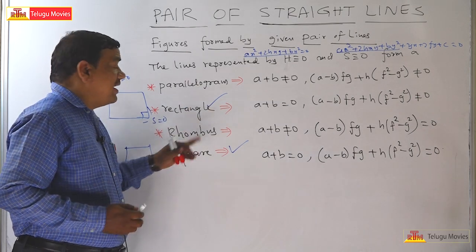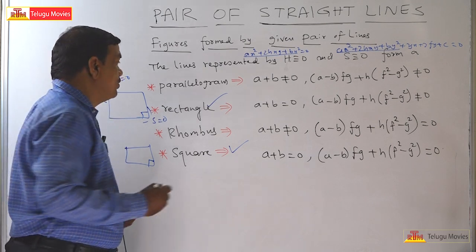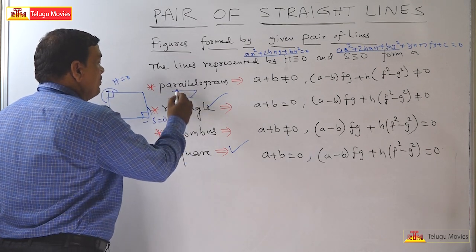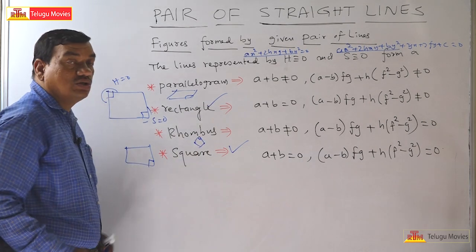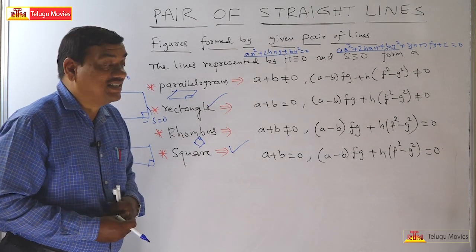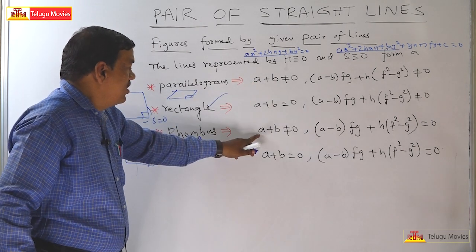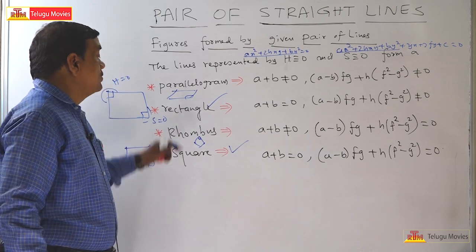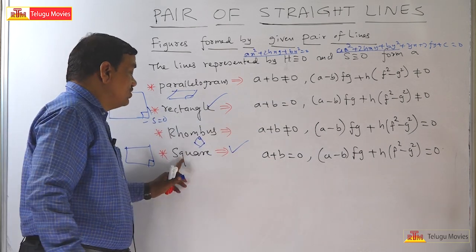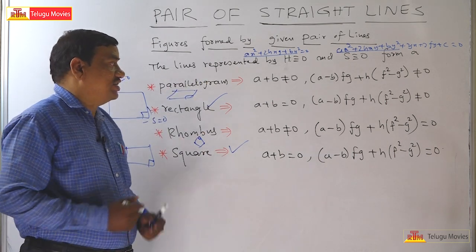For parallelogram and rhombus, the angle is not 90 degrees. In a parallelogram, it is not 90 degrees, and in a rhombus, the angle between the adjacent sides is also not 90 degrees. That is why A plus B is not equal to 0 for parallelogram and rhombus. For rectangle A plus B is equal to 0, for square also A plus B is equal to 0. Now, coming to the next condition.